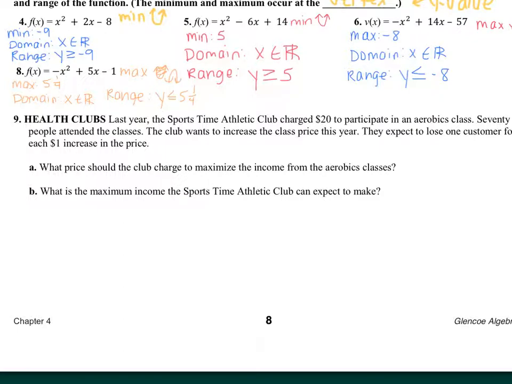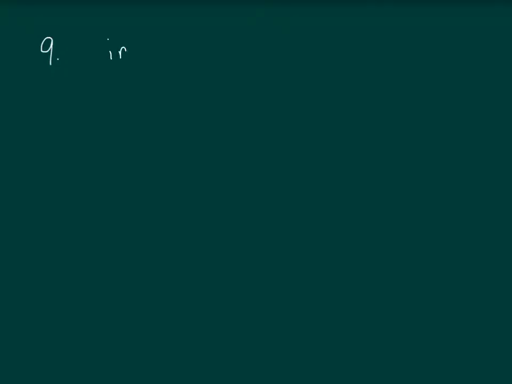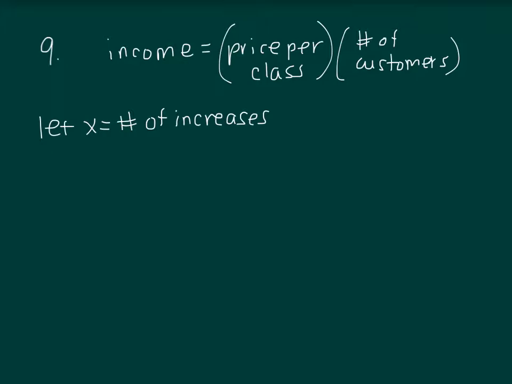Well, we need to create an equation that helps us find the income. So I want income to be my y, so my income is going to be price per class times number of customers. And all of this depends on what I charge and how many times I increase my price. So we're going to say let x equal number of increases. And so if x is number of increases, we're going to say let y equal income.